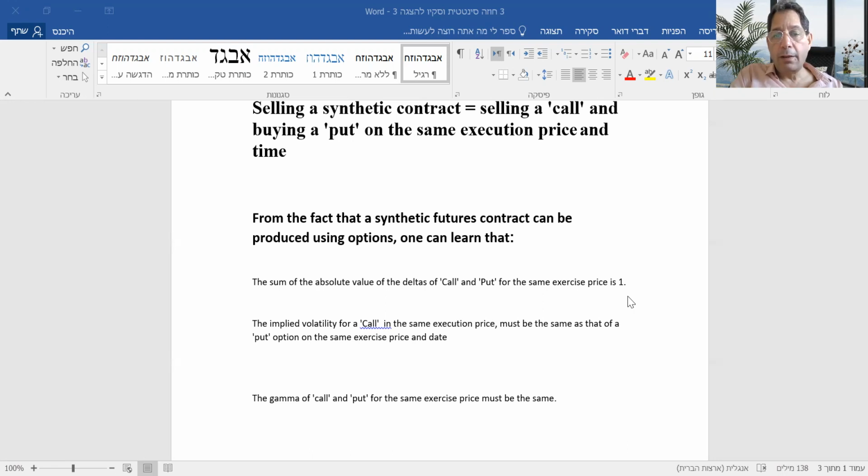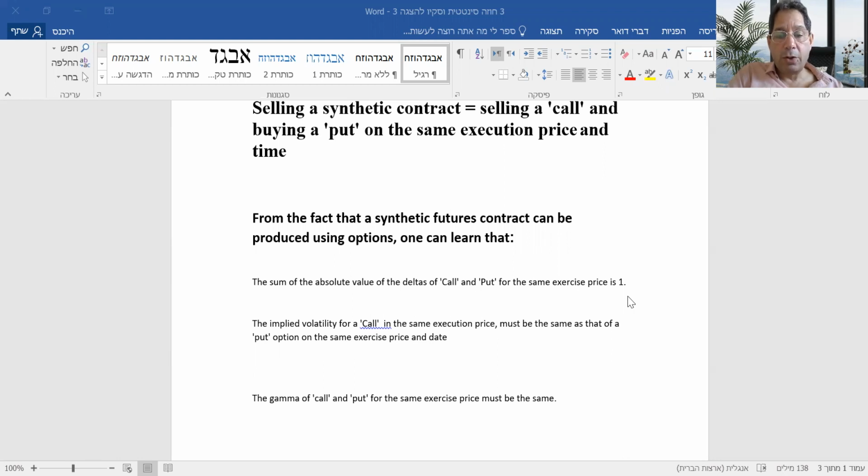Now, the implied volatility of a future contract is 0, because the price is only determined by the interest rate and the price today. So therefore, the implied volatility of the call option and the put option on the same execution price and time is identical, because one of them we buy and one of them we sell, and the sum of them is 0, so they have to be identical.